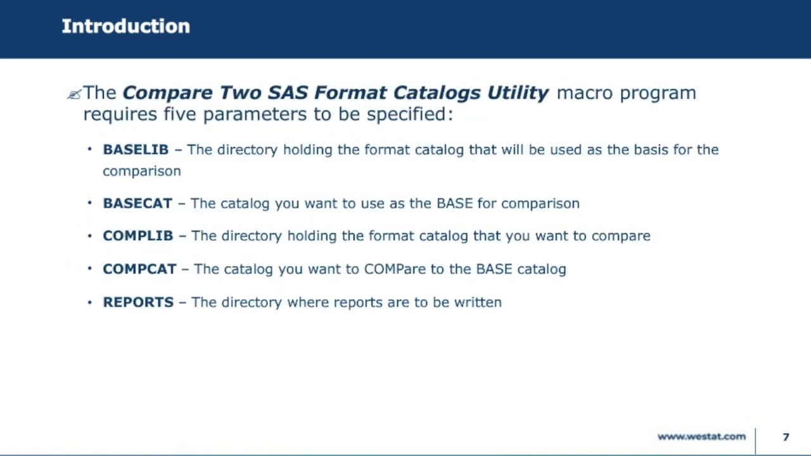The Compare to SAS Format Catalogs utility macro program requires 5 parameters to be specified. You need to specify BaseLib, and that's the directory holding the format catalog that will be used as the basis for the comparison. So it's going to be the full path to that directory. BaseCat is the catalog you want to use as the base for comparison. CompLib is the full path to the directory holding the format catalog that you want to compare. And of course, CompCat is going to be the name of the catalog that you want to compare to the base catalog. And finally, Reports is the directory where you want your reports to be written to.